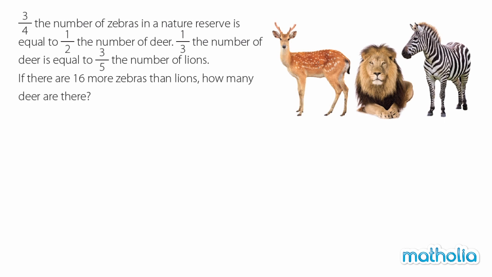Three-quarters of the number of zebras in the natural reserve is equal to half the number of deer. Okay, before I continue, we try to understand this question. 3/4 of the zebra. So let's say I draw a model first. I'm using a diagram to solve this problem. So I try to understand.